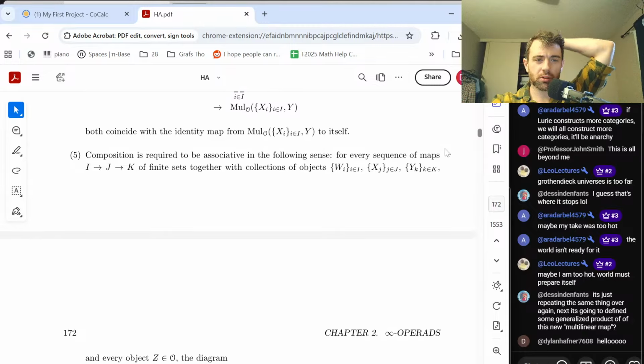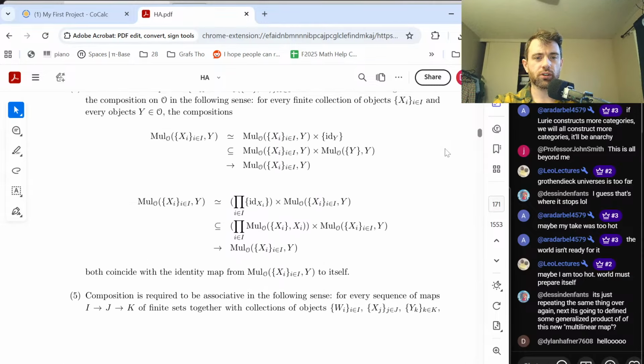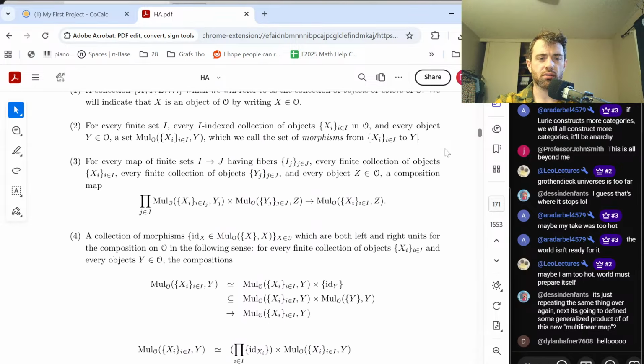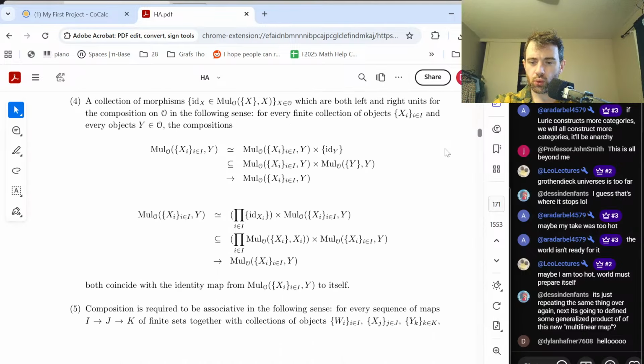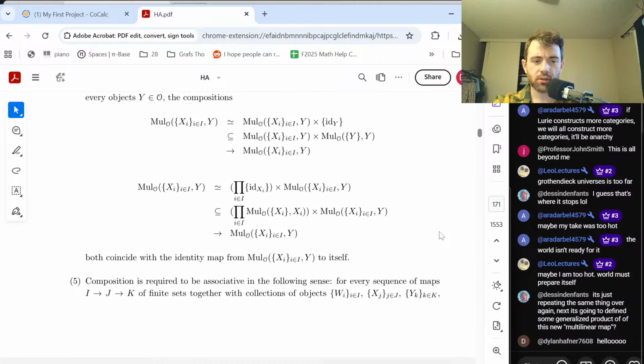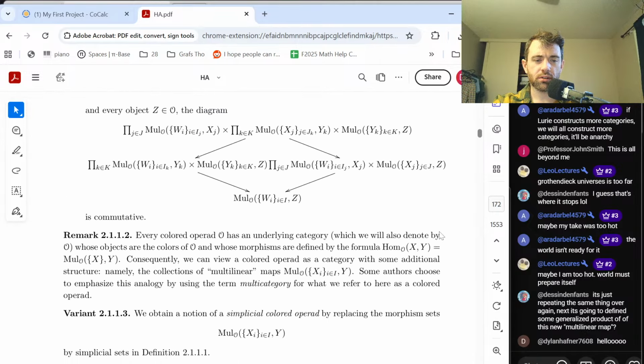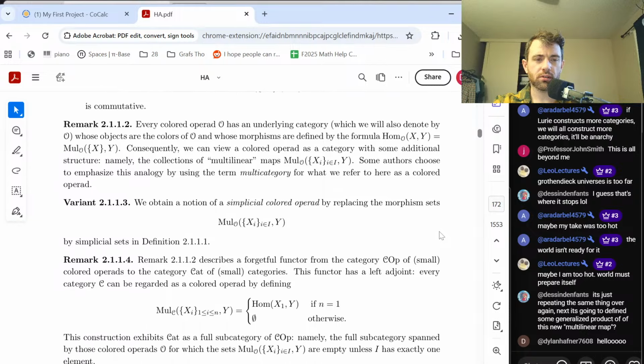What makes this operad a colored operad? How is this different than other definitions of operad I've seen? It's just repeating the same thing over again. Next, it's going to define some generalized product of this new multilinear map. Will it? I don't know.